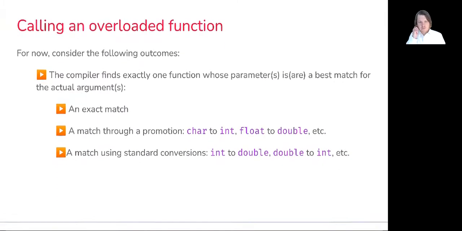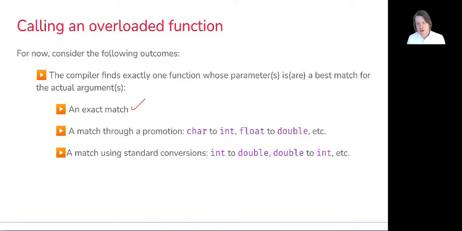So there are a number of different scenarios that can play out during this process. The compiler finds exactly one function whose parameters are a best match for the actual function arguments. What I just showed you was a best match. In this case, we saw a function call made with two integer values that was matched precisely to a definition of r equal that had two integer parameters.